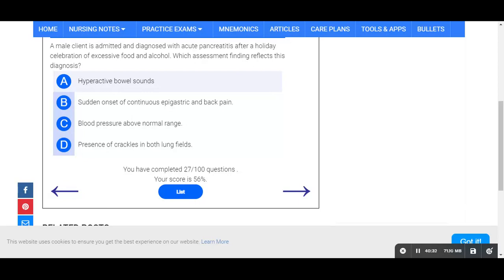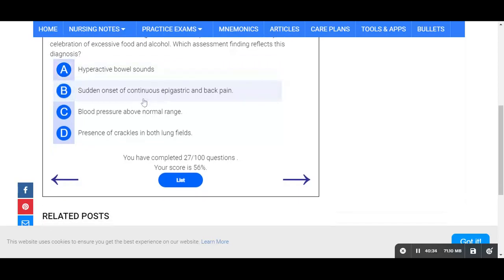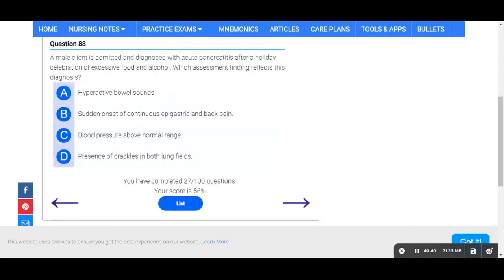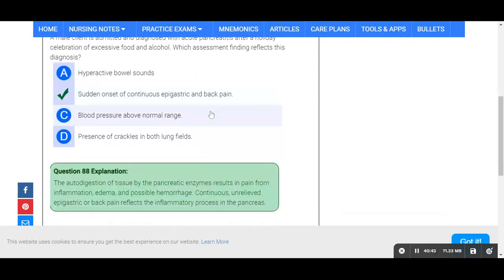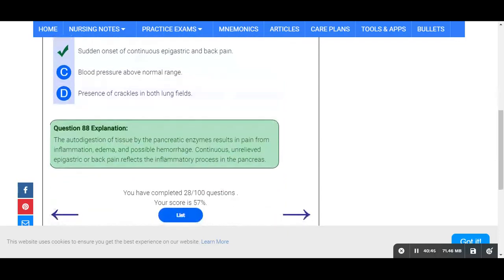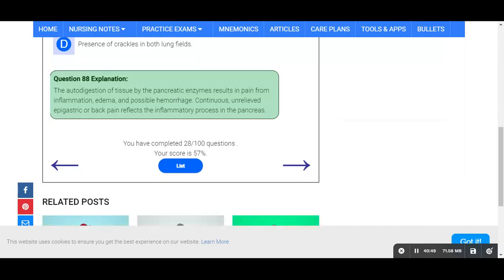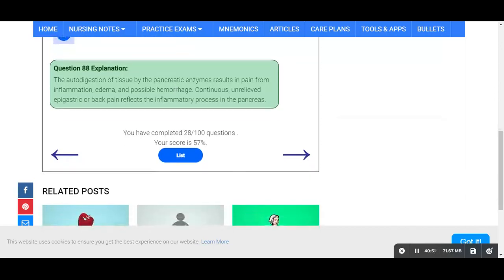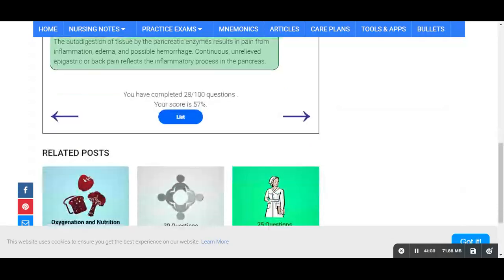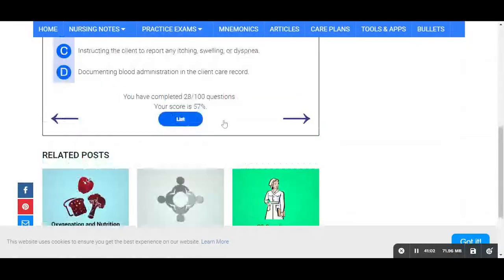Hyperactive bowel sounds, sudden onset of continuous epigastric and back pain, blood pressure above normal, pains and crackles above. Okay, we're talking about acute pancreatitis. So it is the sudden onset of continuous epigastric and back pain. The autodigestion of tissue in the pancreatic enzymes results in pain from inflammation, edema, and possible hemorrhage. Continuous unrelieved epigastric back pain reflects the inflammatory process in the pancreas.